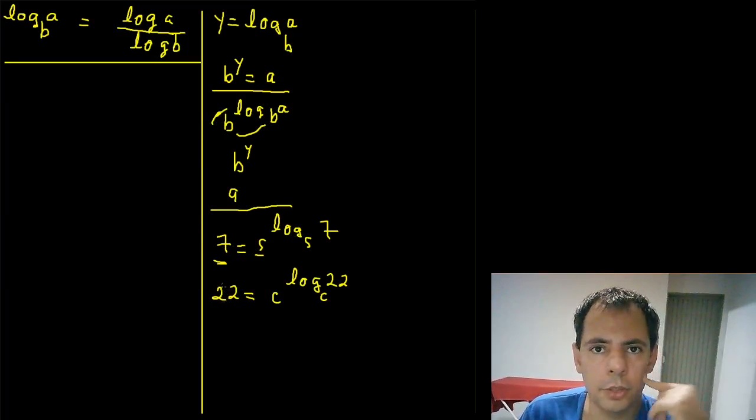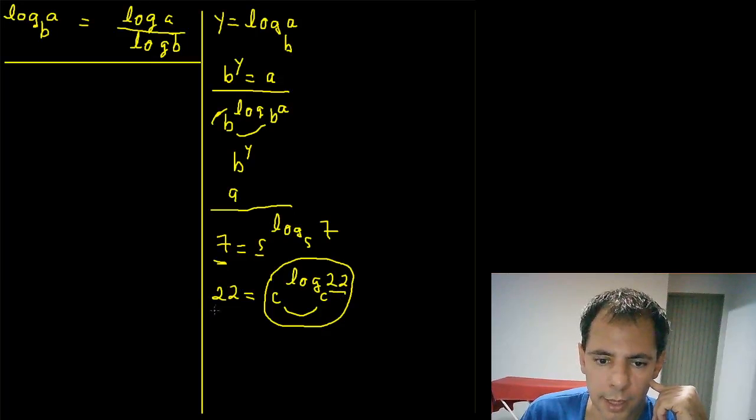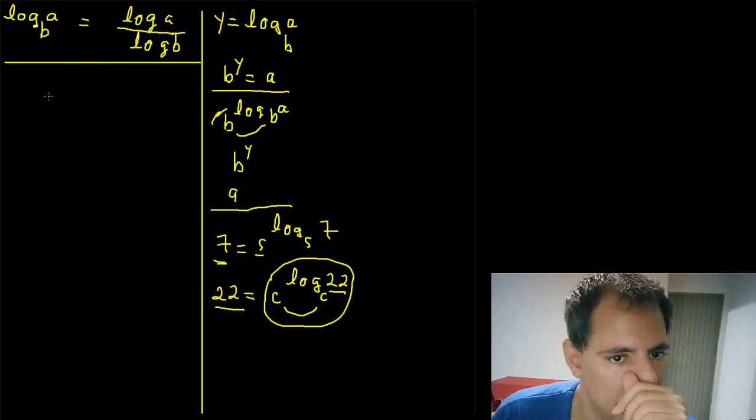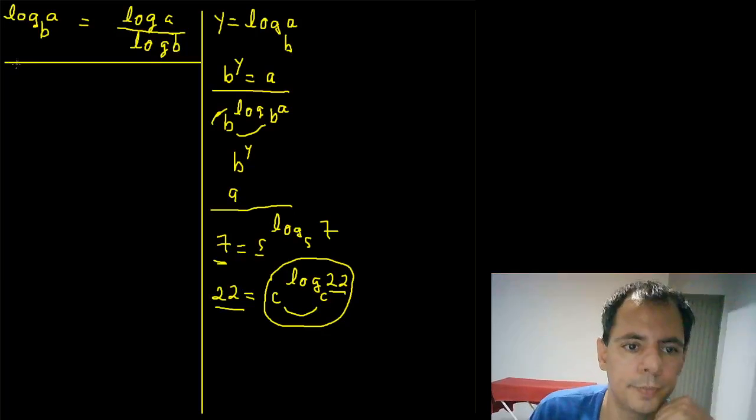For example, another example, 22. What's one way of writing 22 on the base c of logarithm? Well, you get a c and you take it to the power of log of 22 on the base c. So these two bases are the same. This whole expression right here is going to equal 22. And you got the 22 right here. Okay? Now, knowing this property of logarithm, here we go.